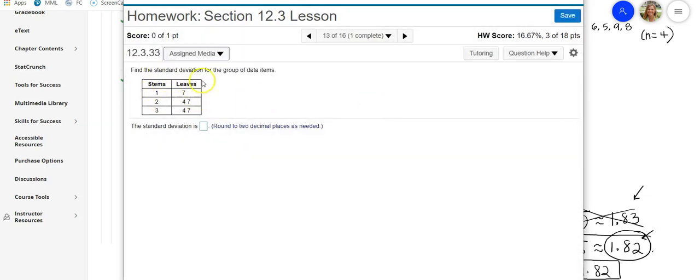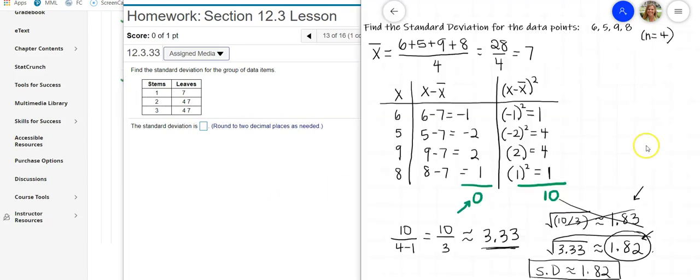And some of your data will be presented differently. Like on number 13, the data is not listed out for you, but you have to realize what numbers this represents. This represents 17, 24, 27, 34, 37. So your data can be presented in different ways. Standard deviation is calculated using the steps we were using over here.